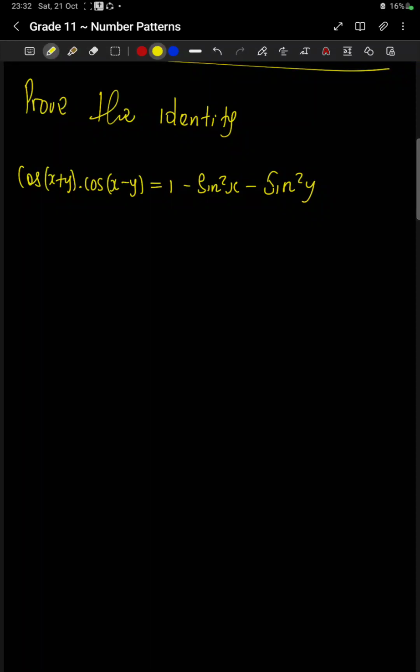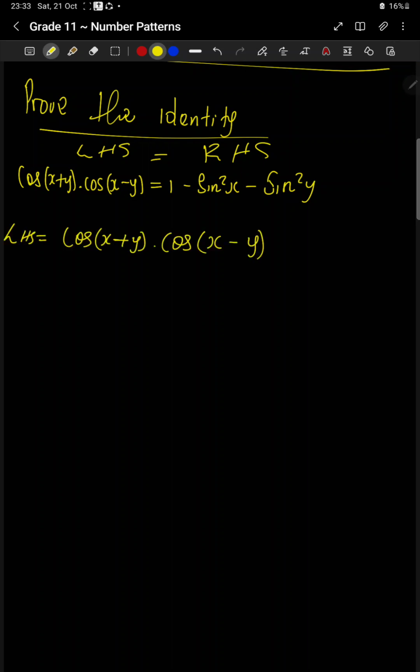Look at this question here. We have to prove the identity. So of course we're going to take the left hand side and then we work it out to make sure that it's the same as the right hand side. So we choose the left hand side. Here's our left hand side.